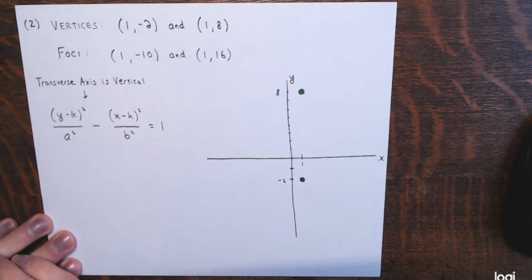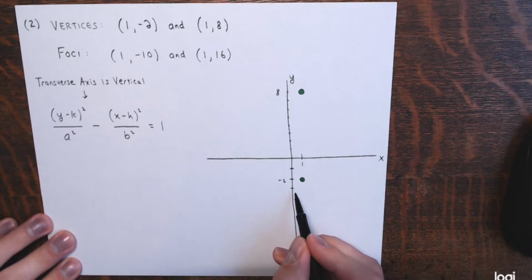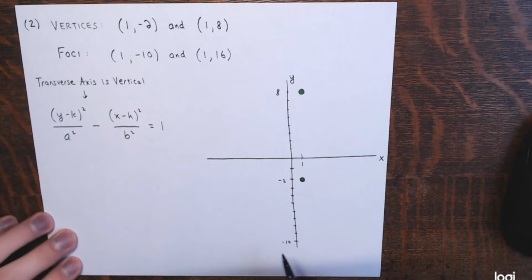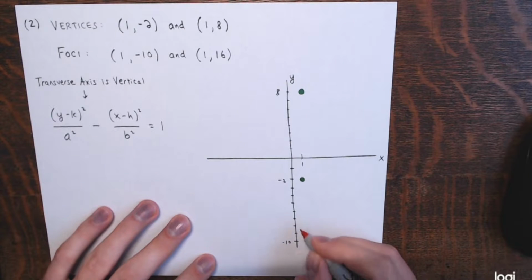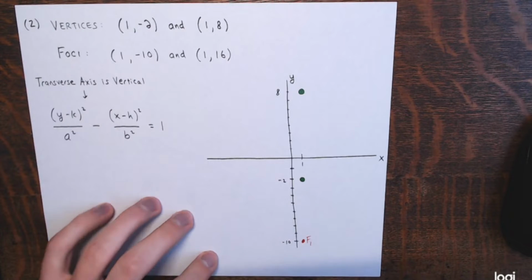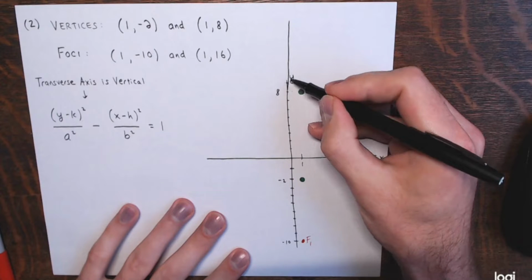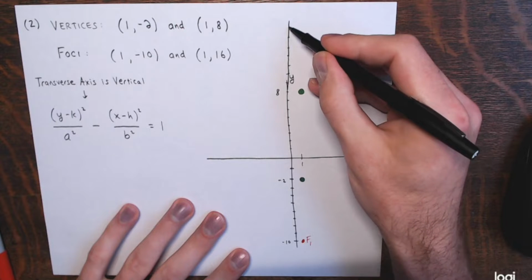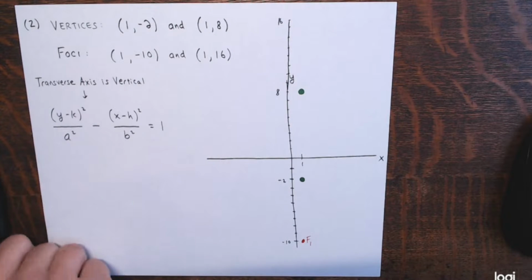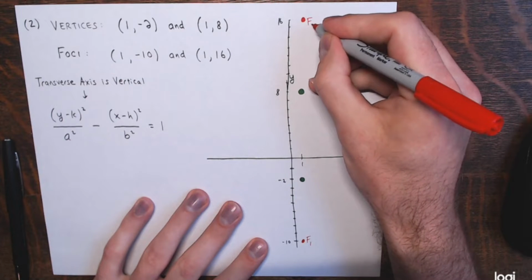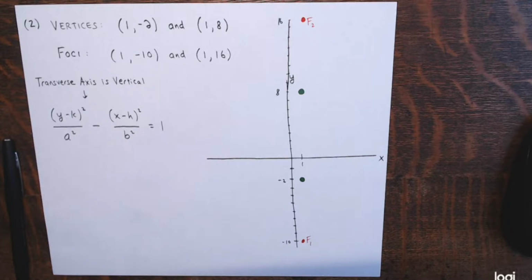Now the foci are at 1, -10, and again, this will be in a different color. This is not actually on the hyperbola. So I'll just put F1 for focus 1, and 1, 16. Again, this isn't going to be the greatest of drawings, but 1, 16, there's another focus. I'll call it F2 for focus 2. And the curves will be opening around these, around the foci.